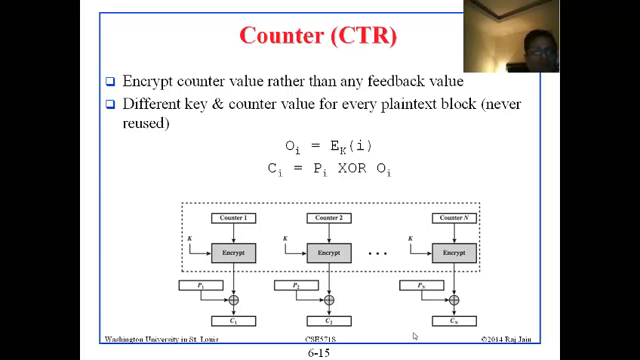Let's see, any questions about any of these modes? Yeah, go ahead. Yeah, the question is, since there are n counters, how do you pass on the n counters? The initial vector was easy to pass on with one counter. How do you pass on n counters? Is that the question, right?